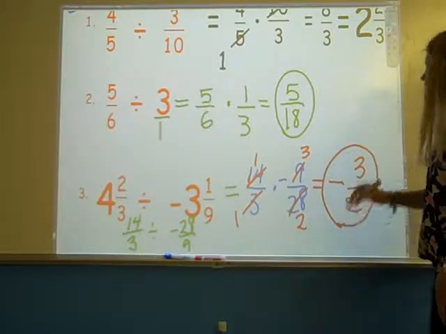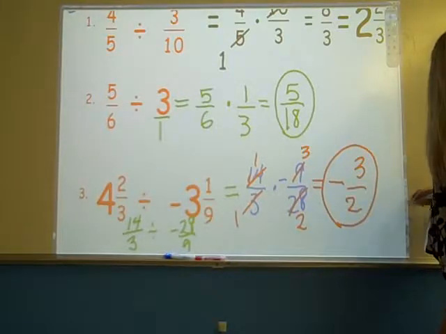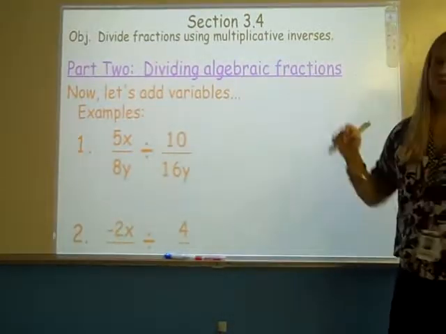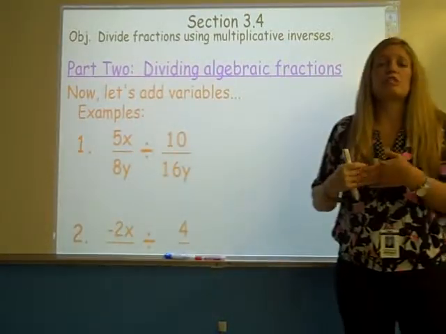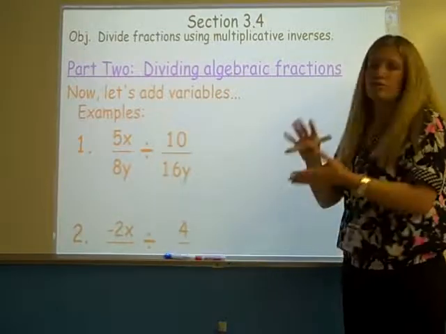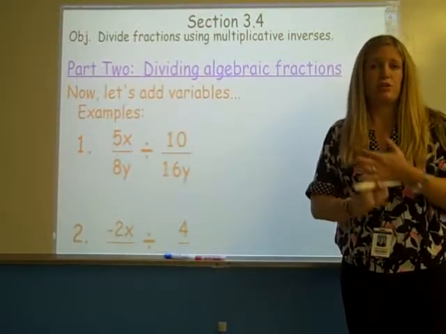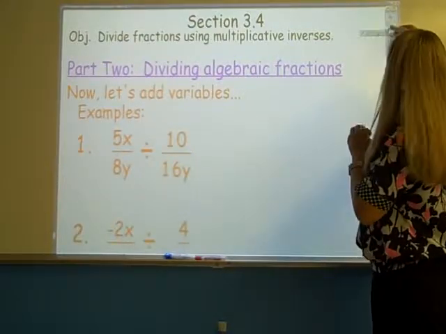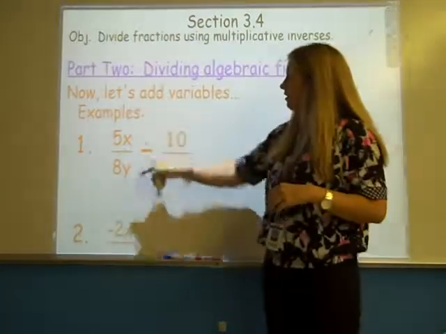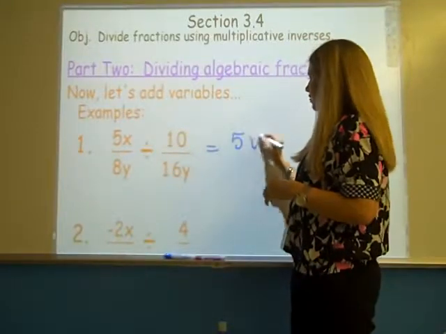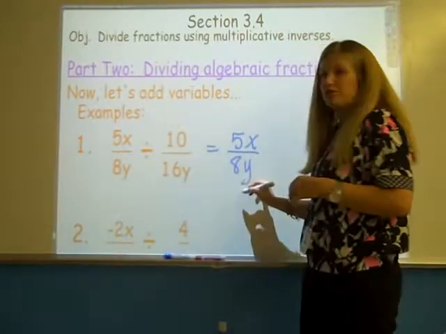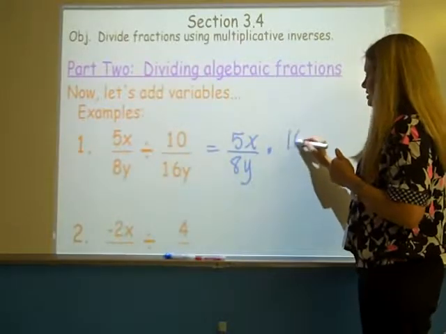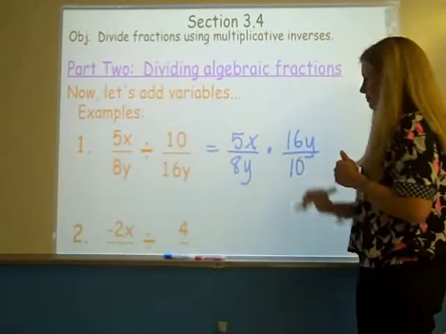Okay, now let's do part 2, dividing algebraic fractions. Algebraic fractions means you're going to see variables in them. You're going to do the same exact steps we just did with the numerical ones, but you might be able to cancel out some variables. So, I have 5x over 8y. Keep the first fraction. Change it to multiplication. Flip the second fraction, 16y over 10.